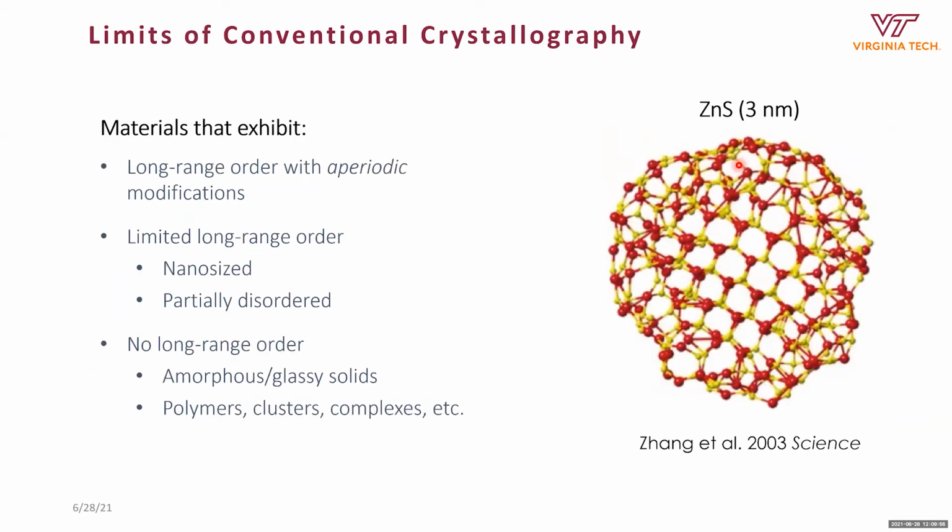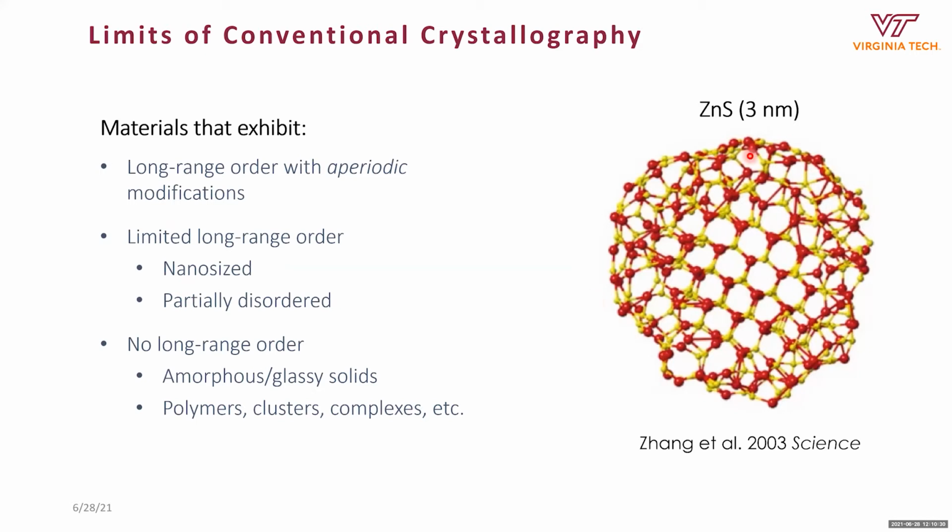So in sum, there are limits to this conventional crystallography. So there are materials, for example, that have long-range order but have some aperiodic modifications. So this is where we can't describe a structure simply by a unit cell. Like we just talked about, there are materials that have limited long-range order. This can be nano-sized materials where literally the physical dimensions of the particles are limiting the ability to have long-range order. We can also have materials that are partially disordered.